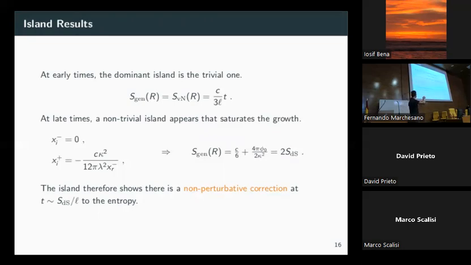It's located at the future horizon, at some positive value of x plus. And when you compute the entropy on that non-trivial island, you find that the entropy saturates at twice the value of the de Sitter entropy. The reason it's twice the value of the de Sitter entropy is because we are computing the entropy in both asymptotic regions. What this means is that the presence of this island really shows that there's a non-perturbative correction to semi-classical physics in de Sitter space that appears at the time scale that is the Page time scale, which appears linearly with the entropy.